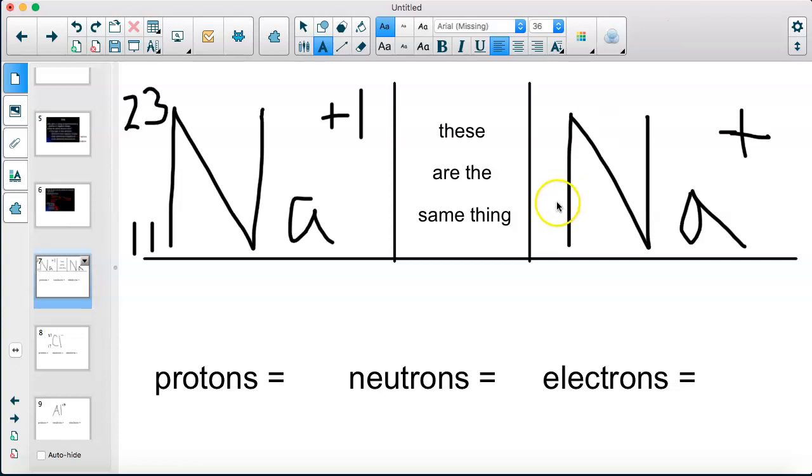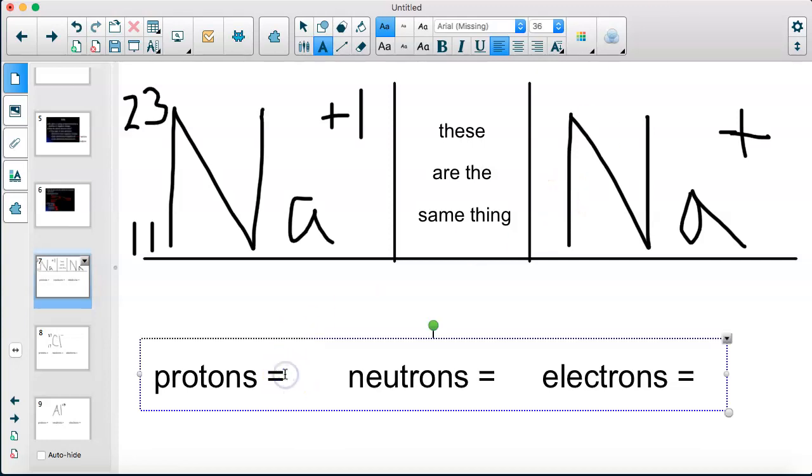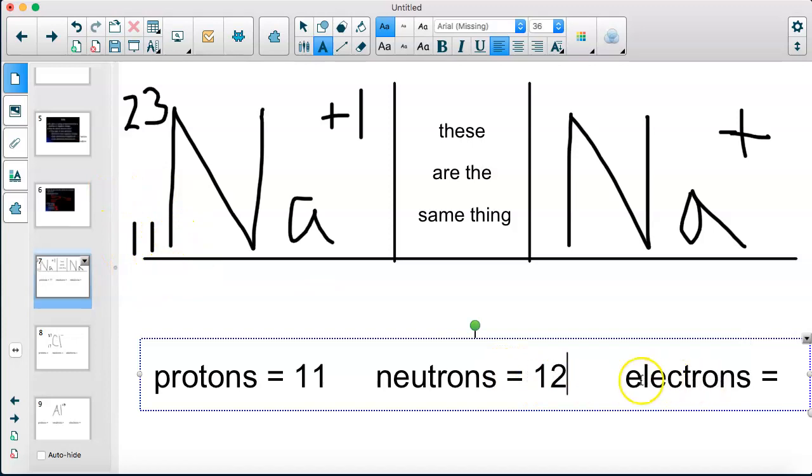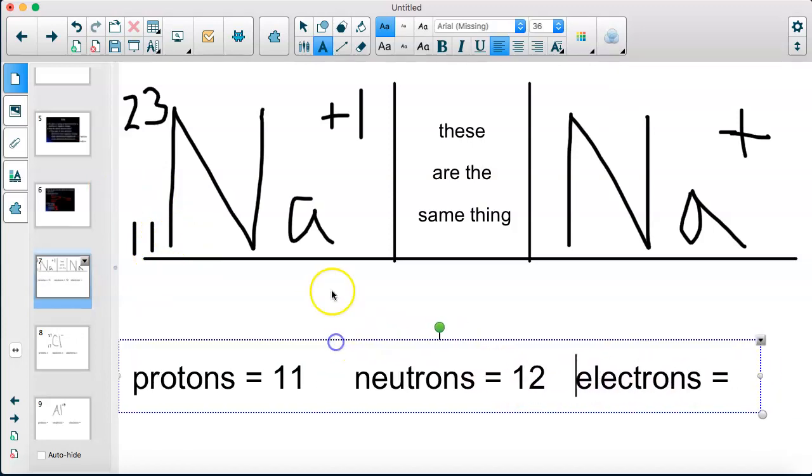Well, let's start with the easy ones. Protons, it has 11. And neutrons, it's just 23 minus 11, or 12. There we go. But what about the electrons? How many electrons does this ion have?